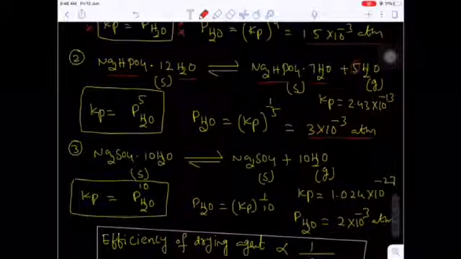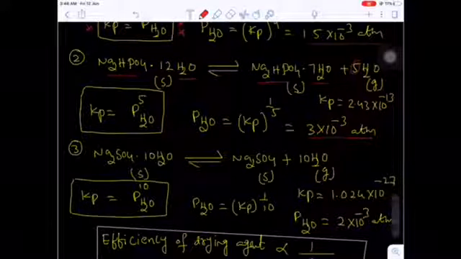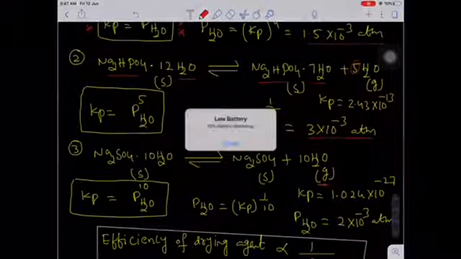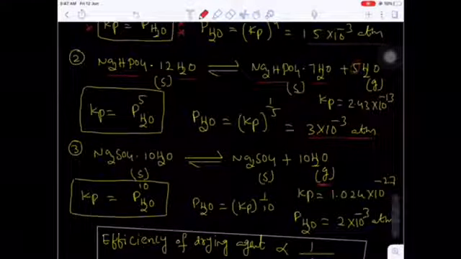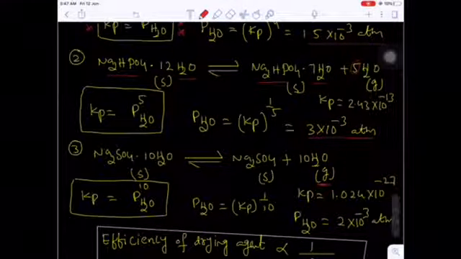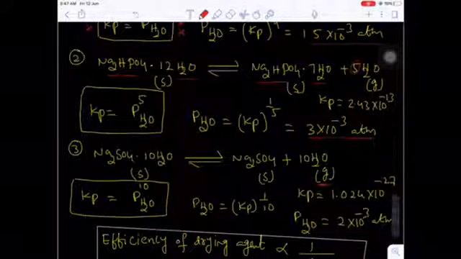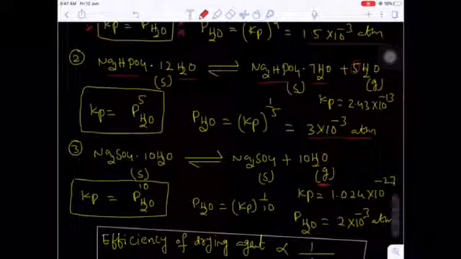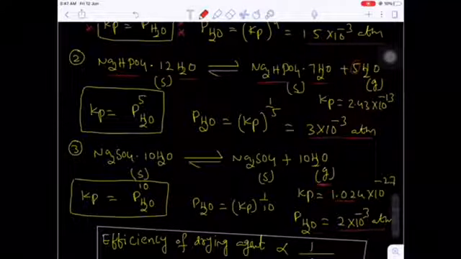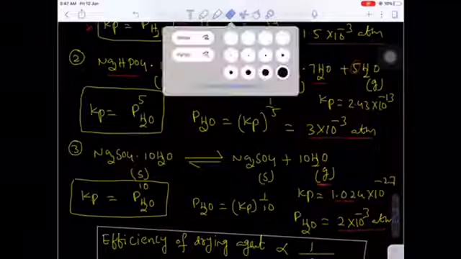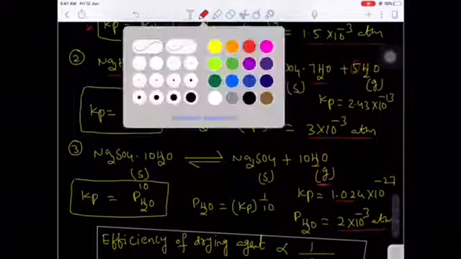And the third one is sodium sulfate 10H2O. Here 10 water molecules are lost in the gaseous state. Now the Kp expression is equal to pH2O to the power 10. From here pH2O is equal to Kp to the power 1 by 10. Kp is given to you. From here we are calculating the partial pressure.